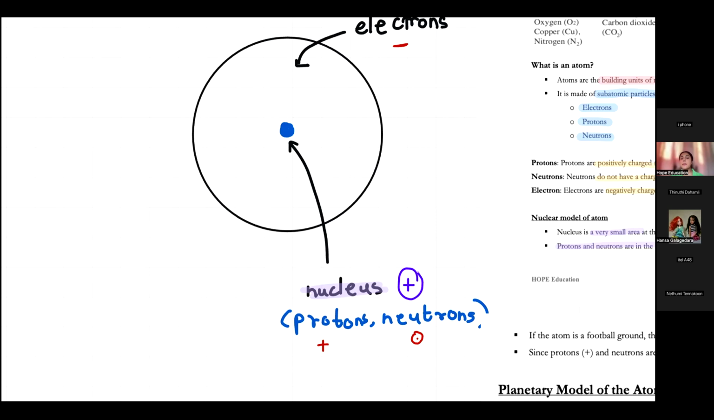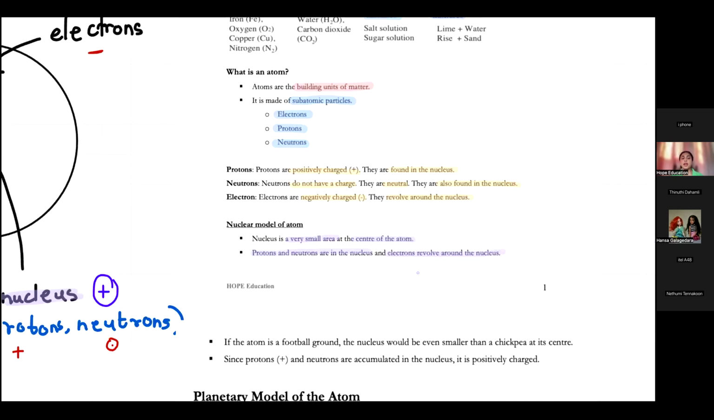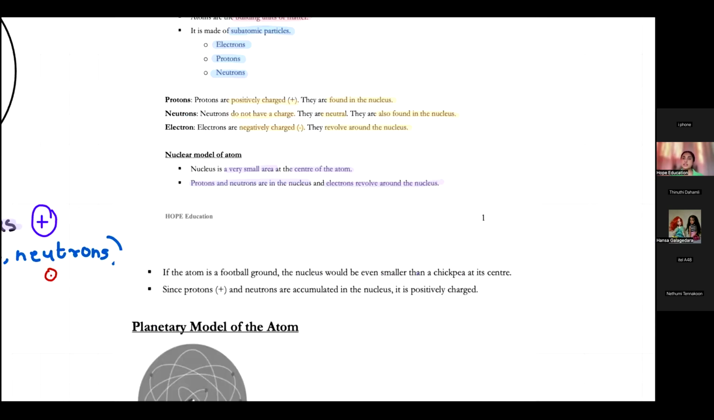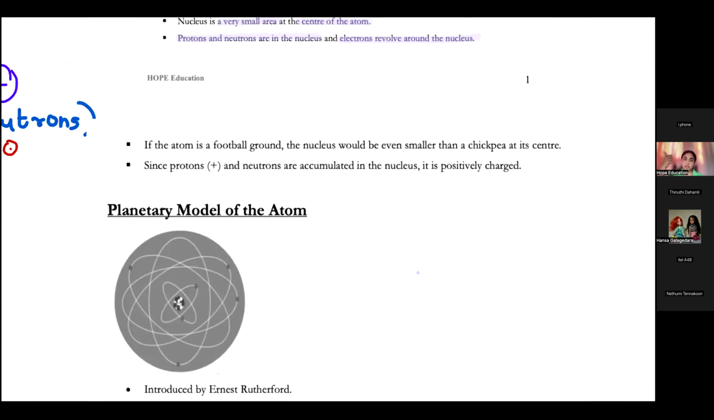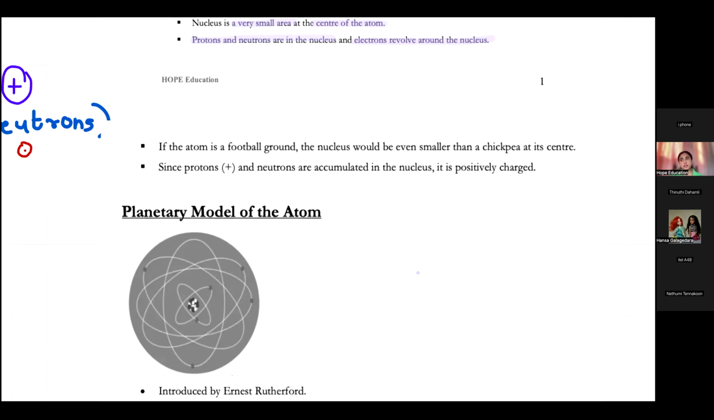So this is the nuclear model of the atom. Okay, up to that point, any questions? If no questions and everything is clear, give me a thumbs up. If you have any questions, you can ask in the chat box. Okay.